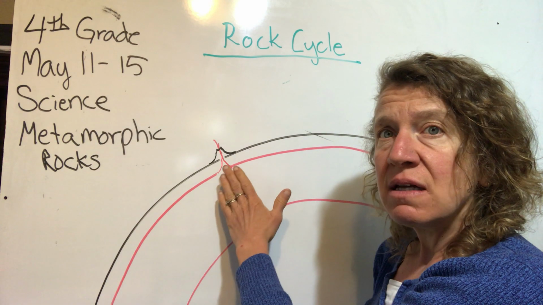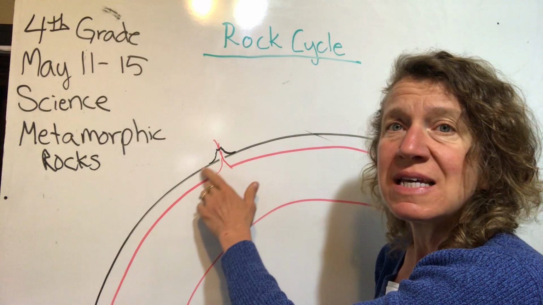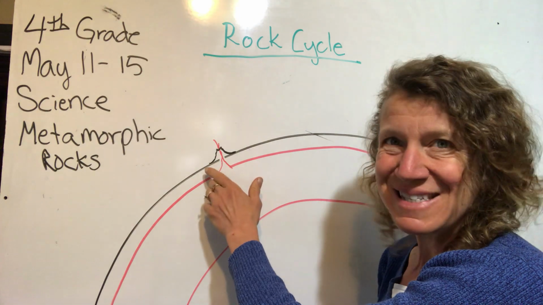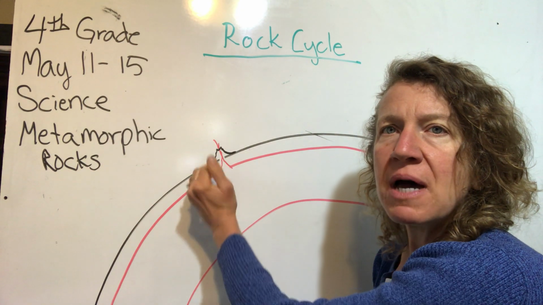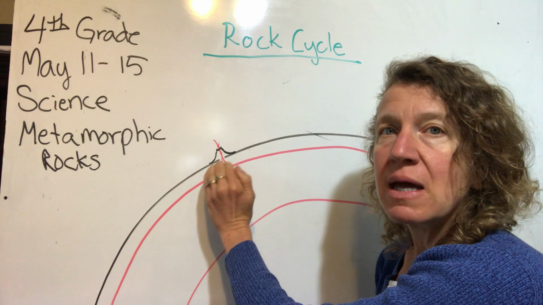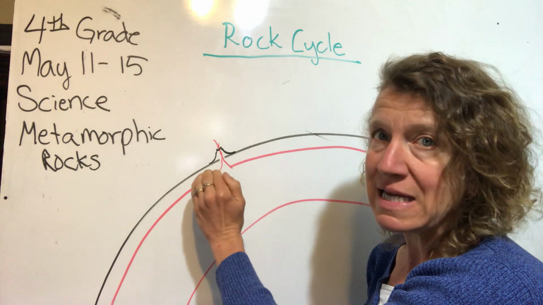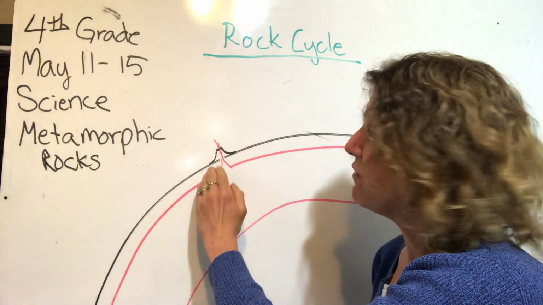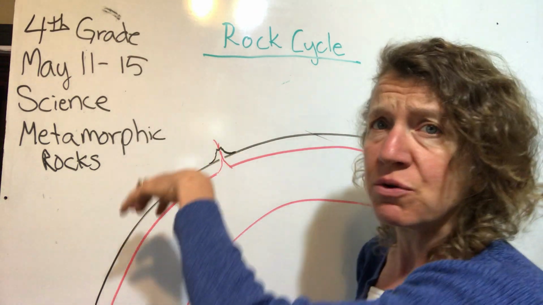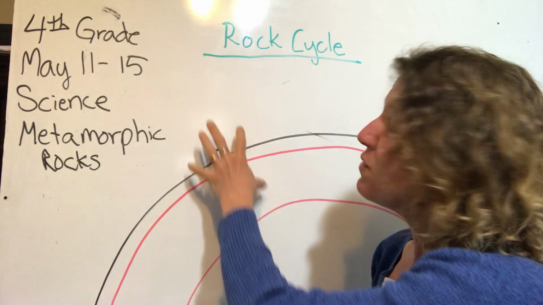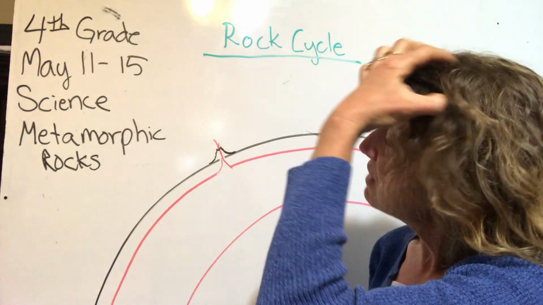Sometimes that hot magma even cools inside the Earth's crust. Remember, intrusive igneous rocks form underneath the Earth's crust when that magma cools and becomes a rock, an igneous rock, underneath the surface of the Earth. Extrusive igneous rocks is when the lava comes out of the Earth's surface and cools. So that's how we get those igneous rocks.